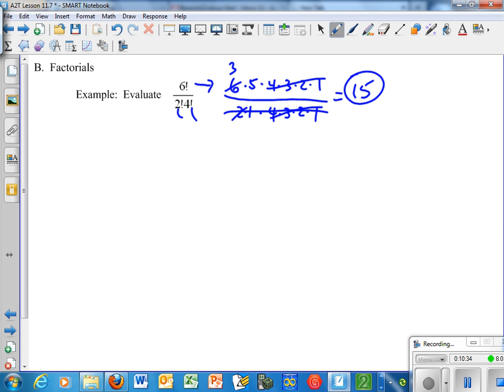Now, if you actually found out what 6 factorial is, it would be a pretty big number; if you took 2 factorial times 4 factorial, and then divided them, you get 15. But if you actually write them out, tons of stuff's going to cancel out. So that's probably the easiest way to do it. I didn't even need a calculator for that problem.